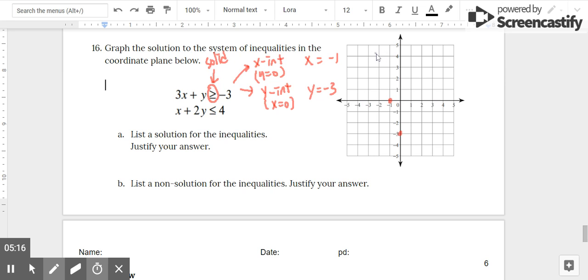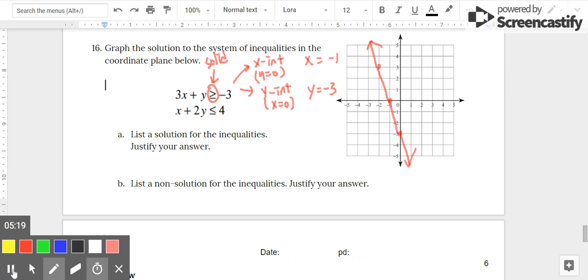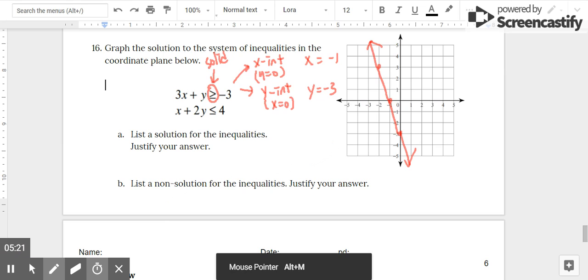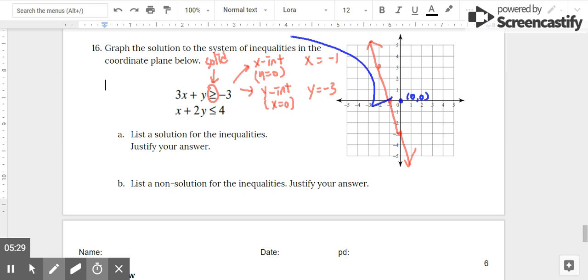It should be the solid line, right? And now I'm going to use a testing point. So testing point here, I'm going to use 0, 0. When you put this testing point into this inequality, if it's true, then this region, including 0, 0, is going to be the answer.